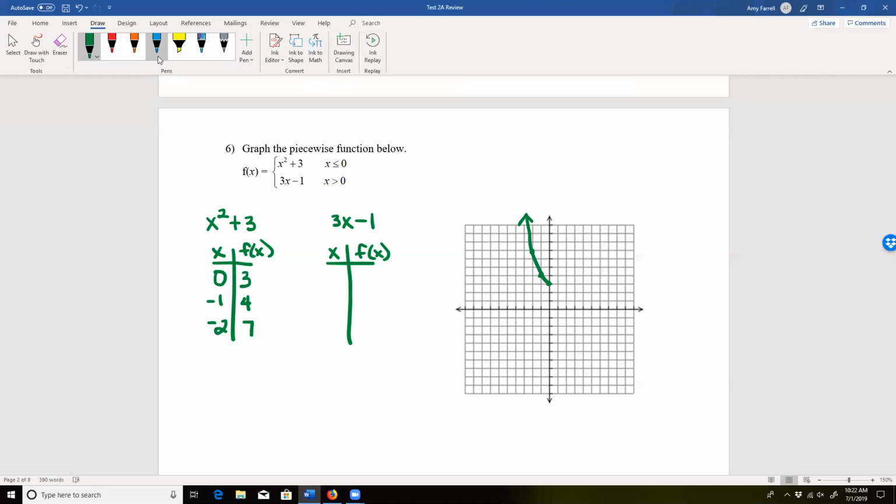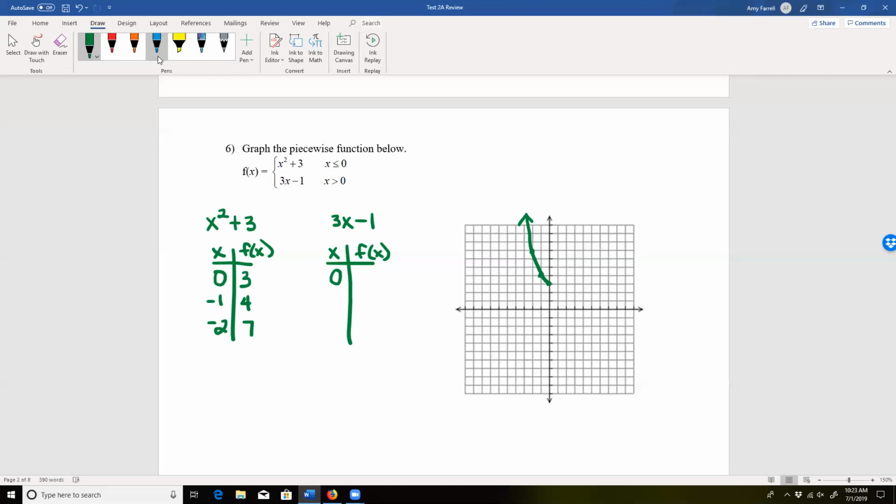Now once we get to 0 and x of 0, the rule changes to 3x minus 1. So I don't want to extend my graph at all. I stop there, and then the new rule applies. Now this is a little tricky. We want to plug in numbers greater than 0, but we still plug in 0 because we have to get super duper close to 0.